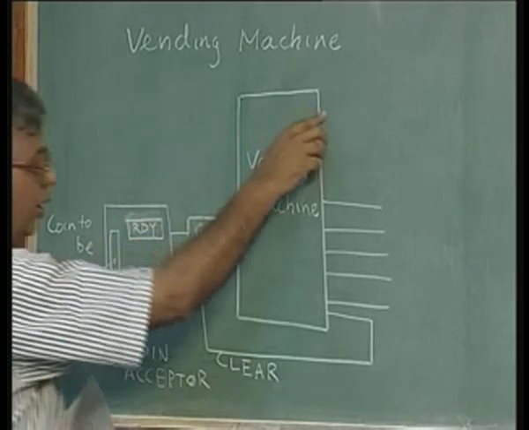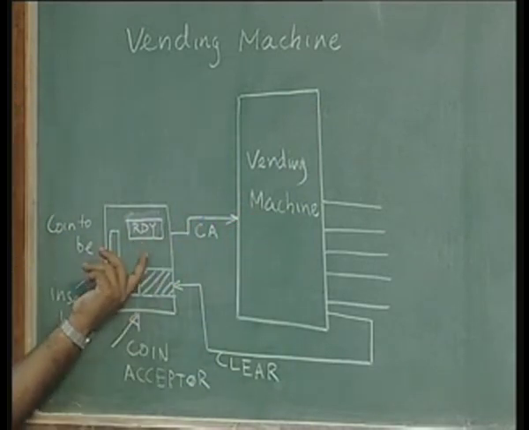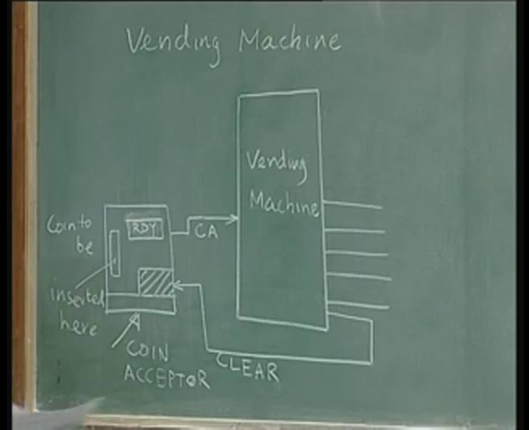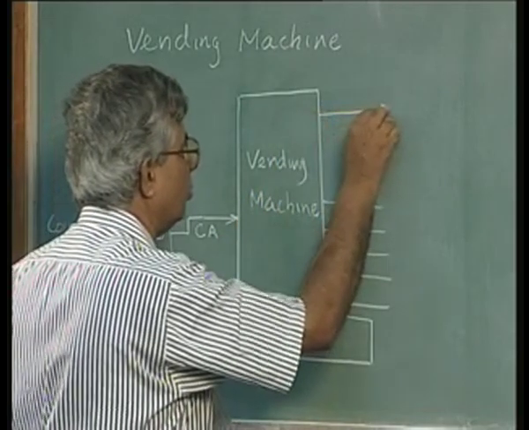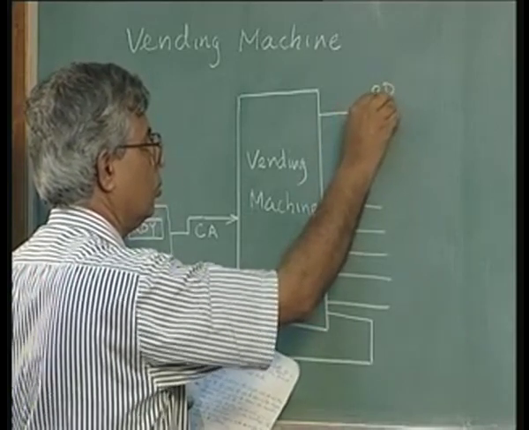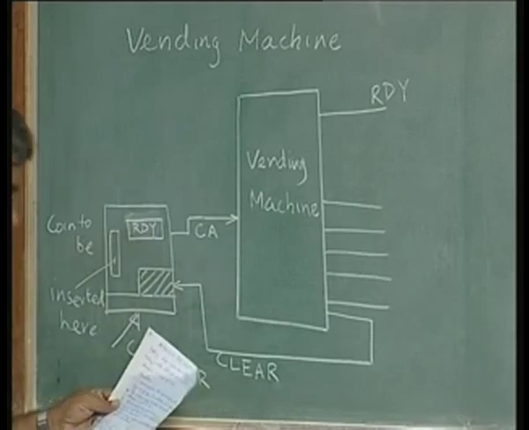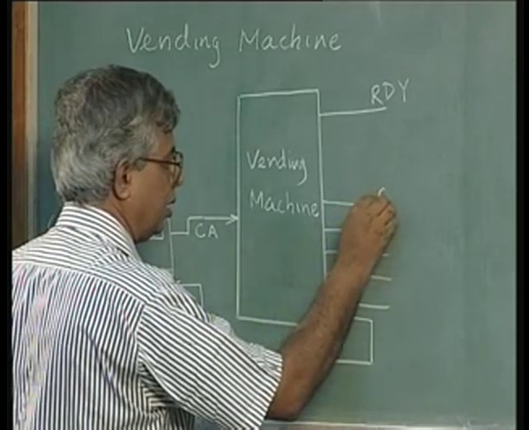for the vending machine also. Vending machine will be ready along with the coin acceptor. Both of them will be ready at a given time. So I need a ready output here also. Ready. So these are my 5 dispense goods.